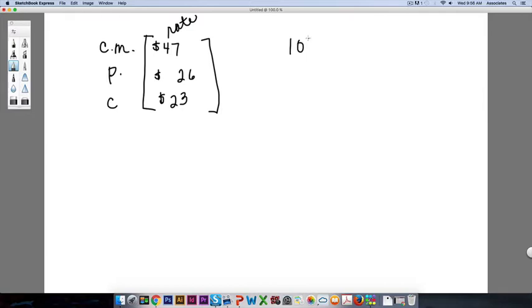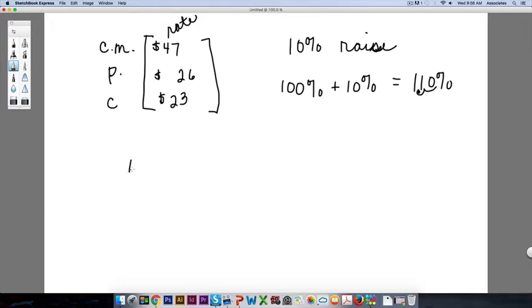Now, we said they're going to get a 10% raise. So what that means is they're still going to get their regular salary. So they're going to get 100% of their regular salary plus a 10% raise. So now their new salary is 110% of their old salary. So I'm going to change it into a decimal by moving the decimal 2 places, and I'm going to put 1.1 out here. And I'm going to multiply 47, 26, and 23.